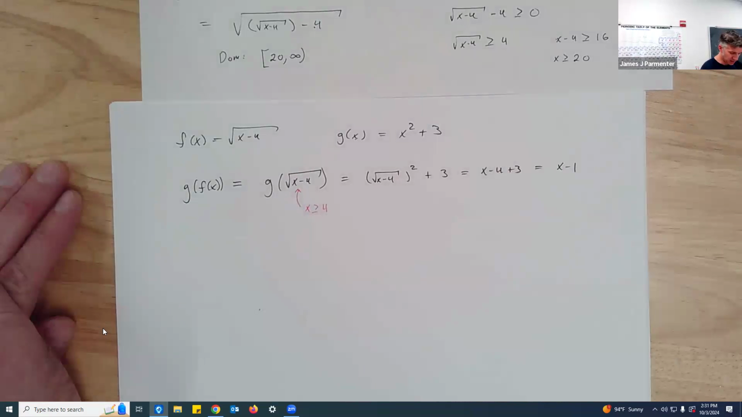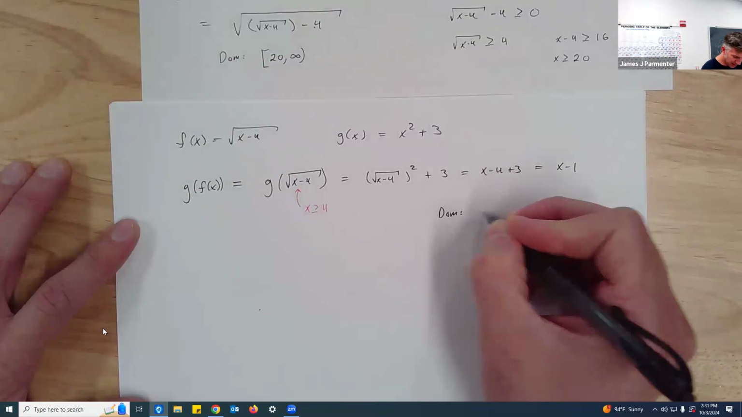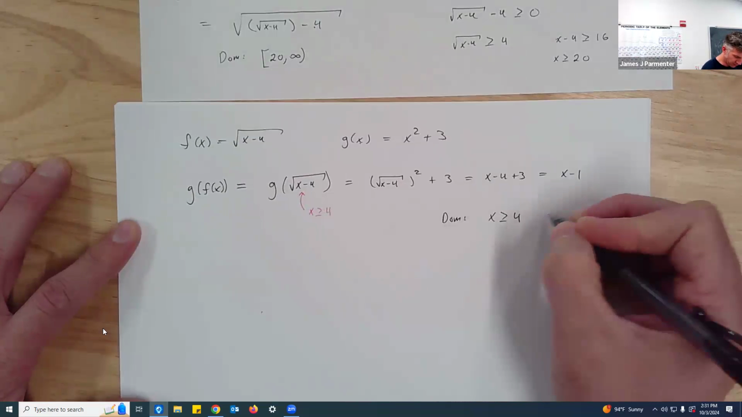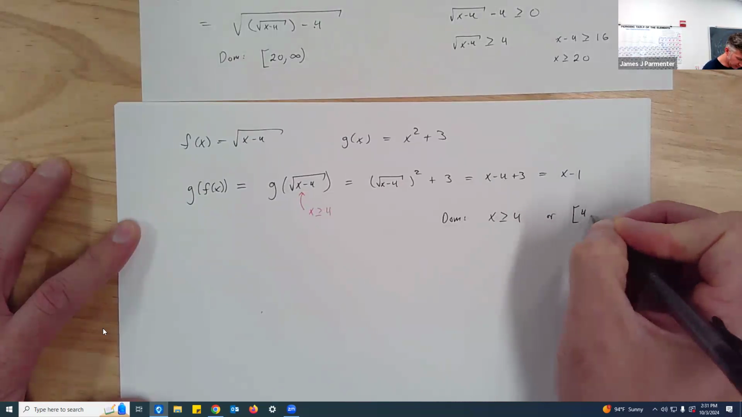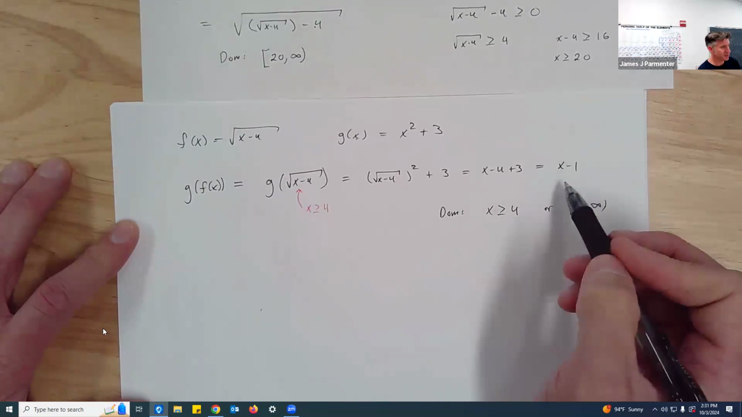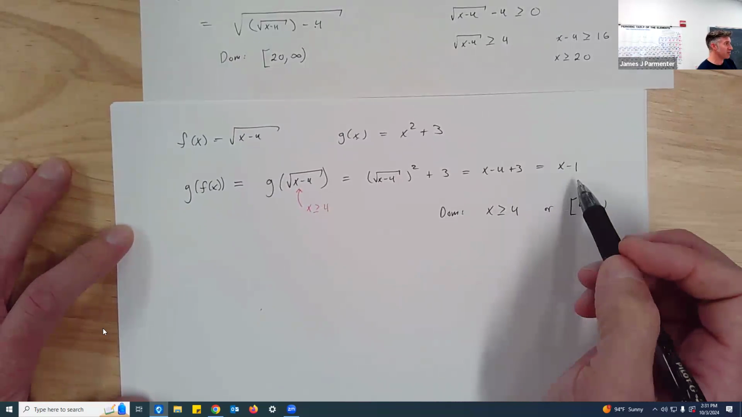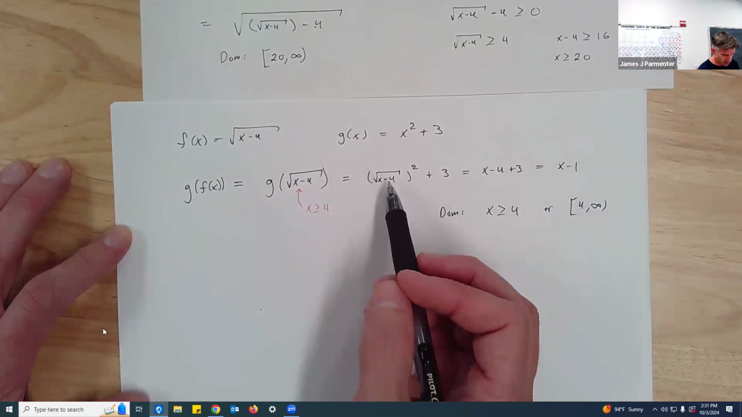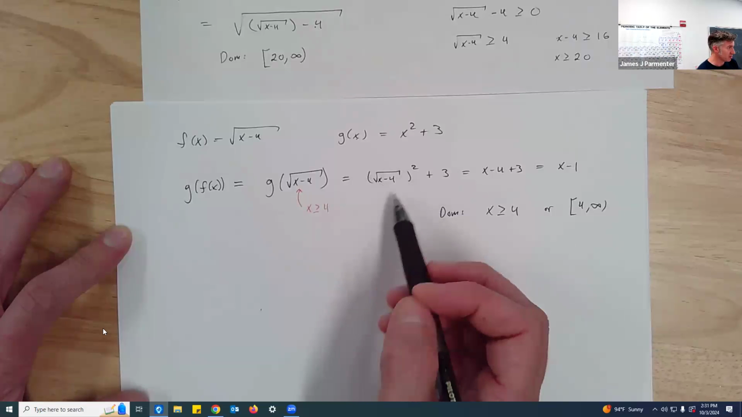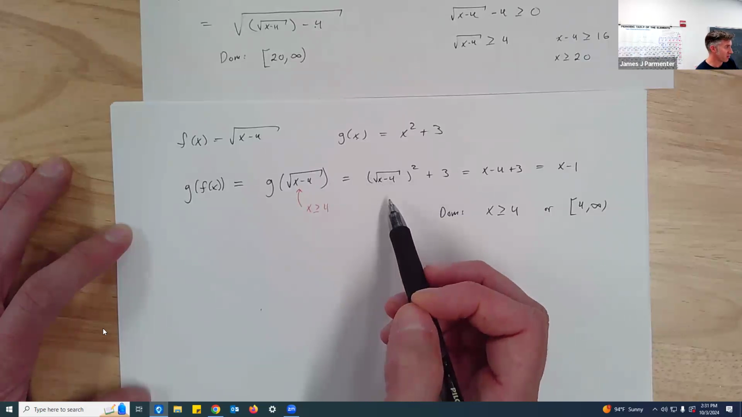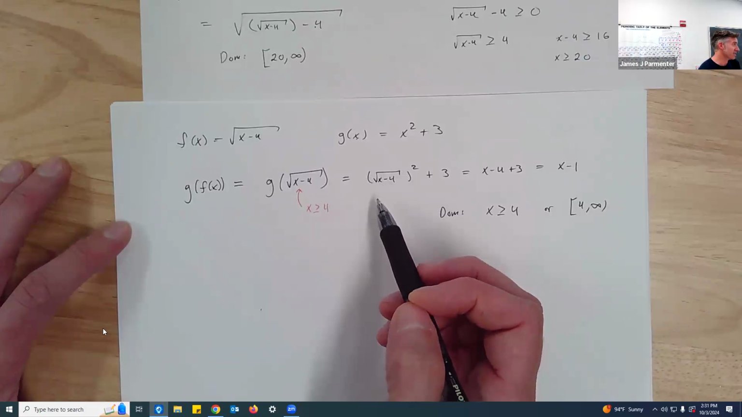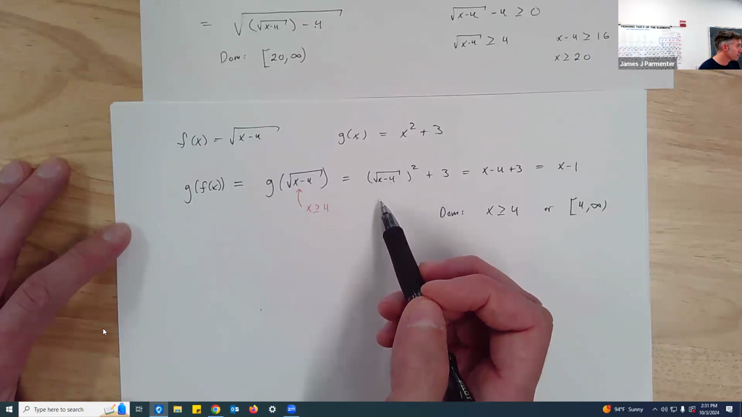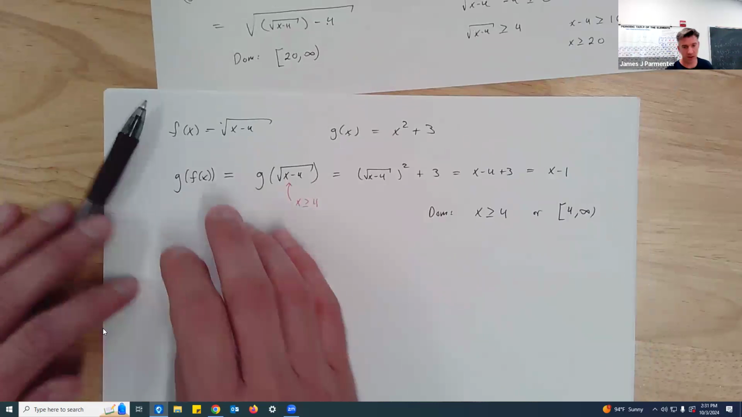And the domain is still x bigger than or equal to 4, or if you prefer, everything from 4 to infinity. Even though if you just looked at this end result, it would look like the domain could be all real numbers. But you can't plug in 3 to the original expression, because 3 minus 4 is negative 1, and the square root of negative 1 is not real, and it doesn't matter what happens after that.